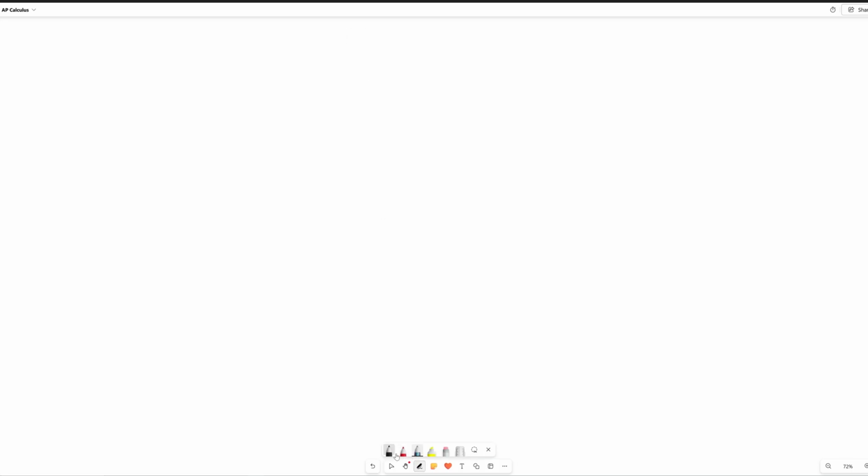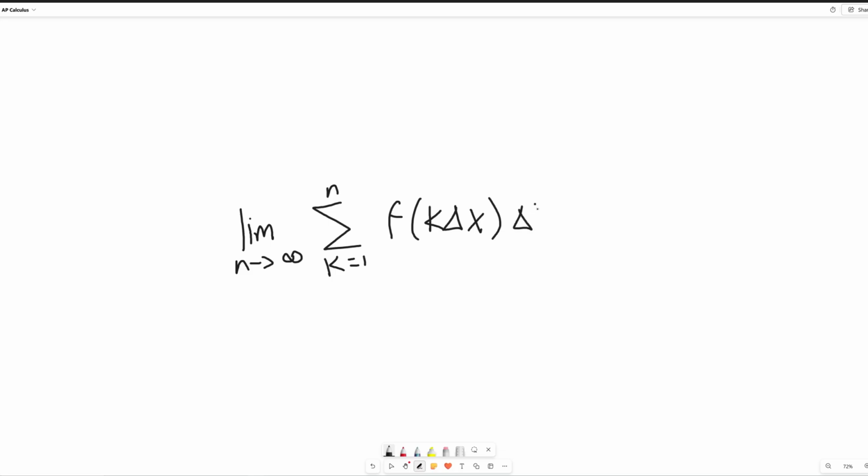We could write it as, you have to put a limit because there's infinity. The limit as it approaches infinity of our summation. So we're going to just say k equals 1. Starts at one whole rectangle to approximate it. And then we go to n of whatever function we have. So this is essentially f of k delta x times delta x.